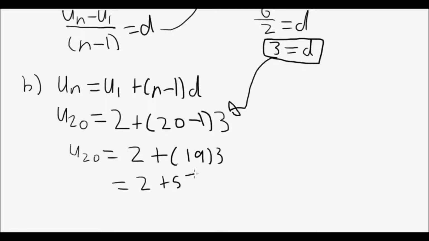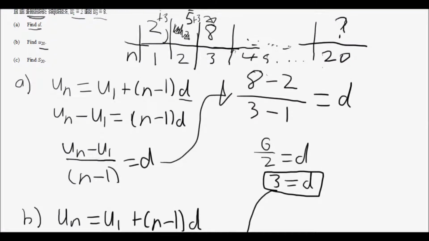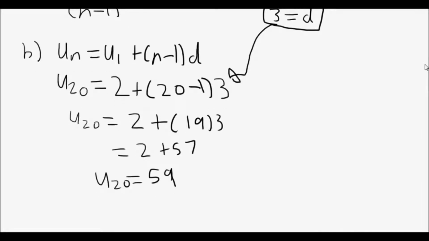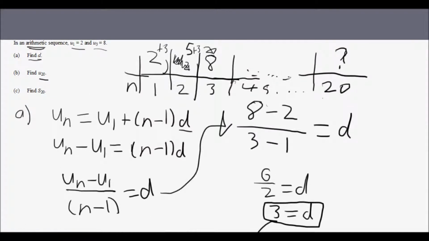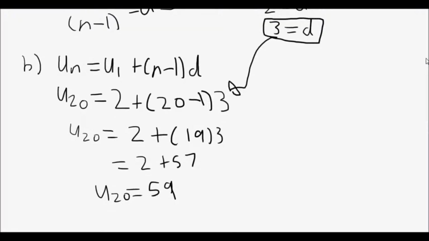Plus 57, and this is going to equal 59. So our 20th term is 59. Now you could prove this by just simply adding 3 many times till you get the 20th number, but for time's sake we will assume, and I'm pretty sure I am correct. If I'm incorrect, by all means correct me in the comments. So we know that u of 20, which is the 20th term, is 59.